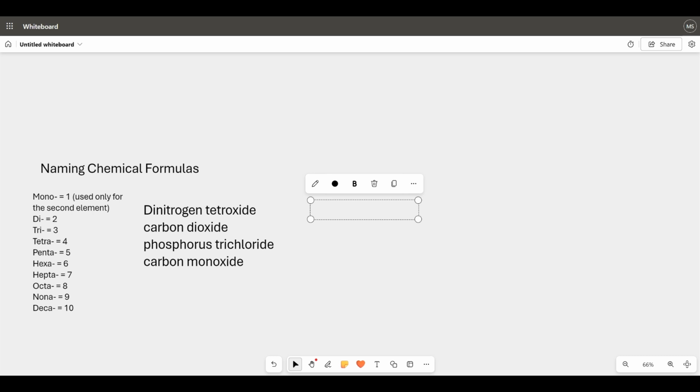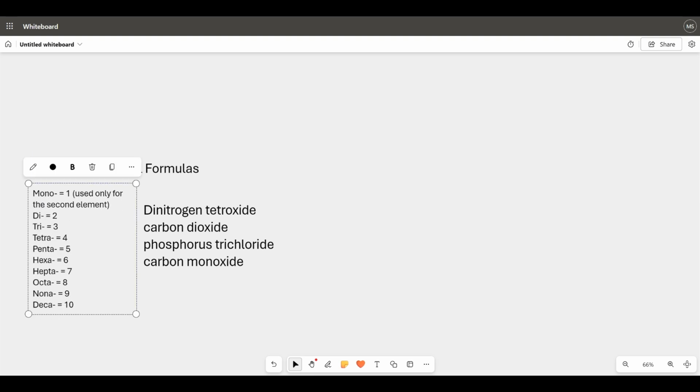Guys, so today we'll be naming chemical formulas when given the name. From our previous video, we noticed that all of these are prefixes, and they're Greek prefixes as well. Using these prefixes, we can immediately identify the chemical formula. This is how you would approach the first one, dinitrogen tetroxide.